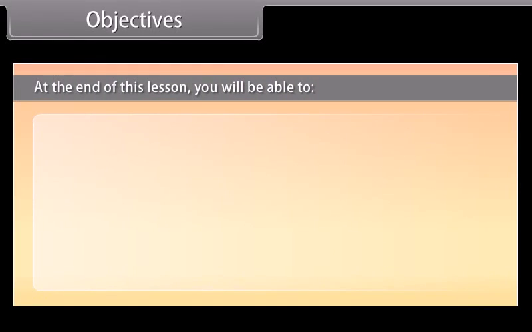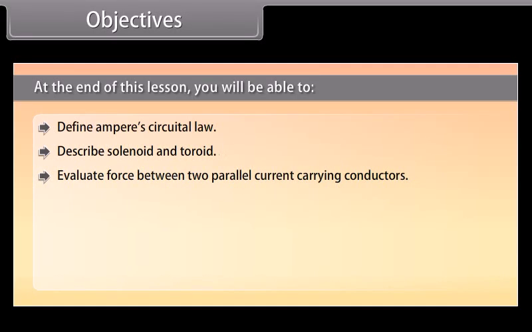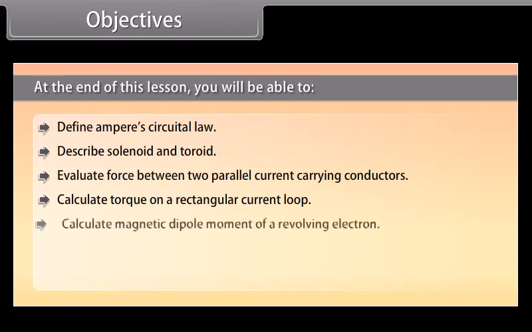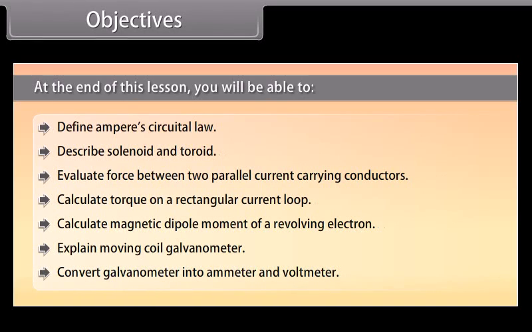Objectives. At the end of this lesson, we'll be able to define Ampere's Circuital law, describe solenoid and toroid, evaluate force between two parallel current-carrying conductors, calculate torque on a rectangular current loop, calculate magnetic dipole moment of a revolving electron, explain moving coil galvanometer, convert galvanometer into ammeter and voltmeter.